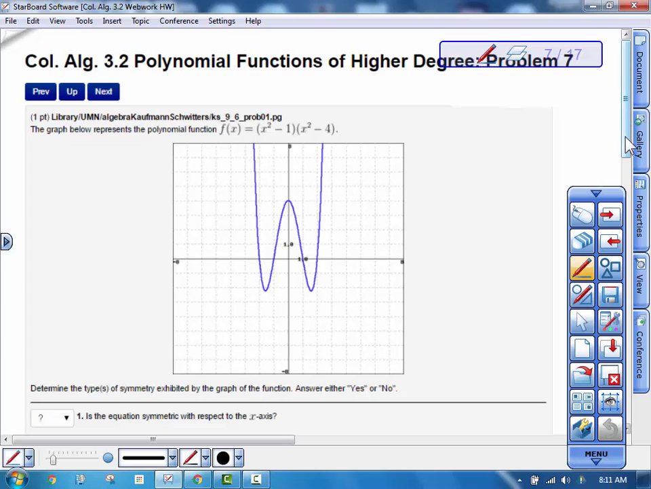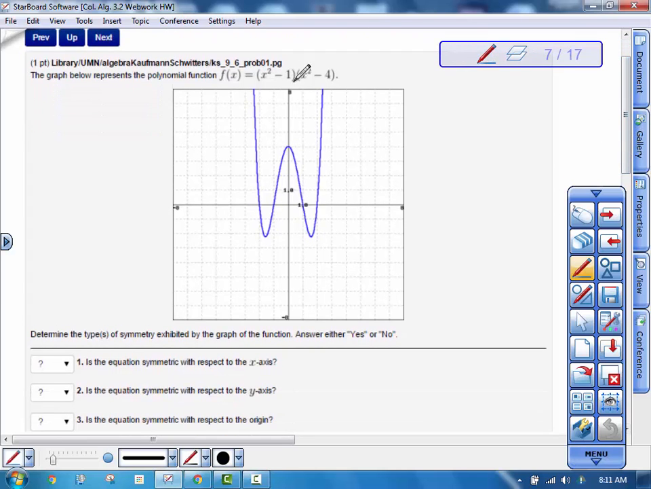Okay, next question then has to do with symmetry. We got a fourth degree polynomial if we multiply this out. Looks like it has zeros at -2, -1, 1, and 2. Is this equation symmetric to the x-axis? No, because this point, for example, would have to be down here, right? Because you know that symmetry is when every point can be reflected over the line of symmetry to land back on top of itself.